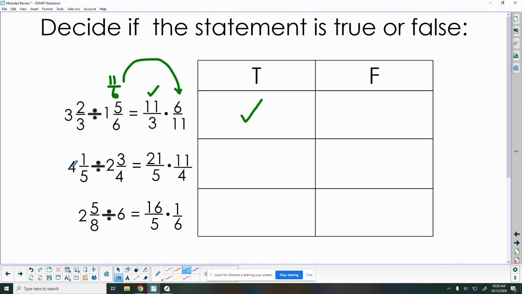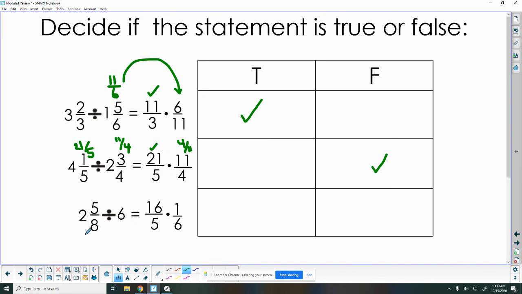Okay, 4 times 5 is 20, plus 1 more is 21 out of 5. That looks good. 4 times 2 is 8, 9, 10, 11. 11 over 4, which is what they have here. But notice this was supposed to be times, so we would need to times it by 4/11. So that one is false. They forgot to flip. They just did copy dot copy instead of copy dot flop.